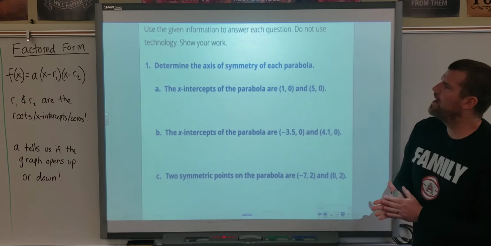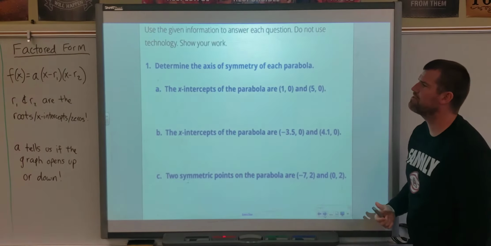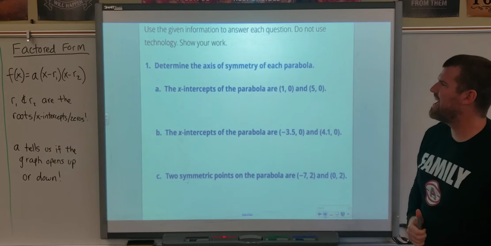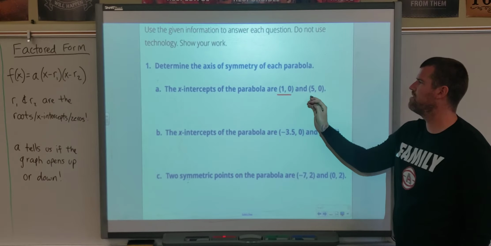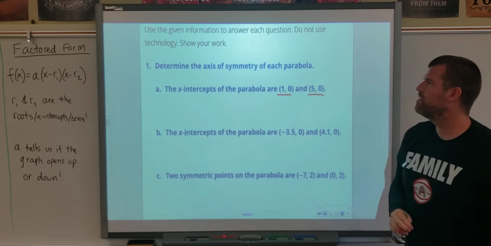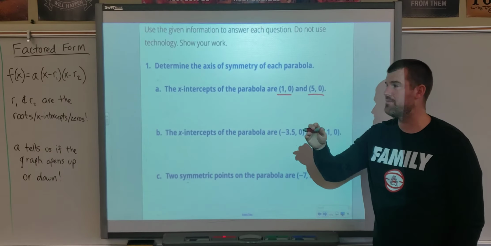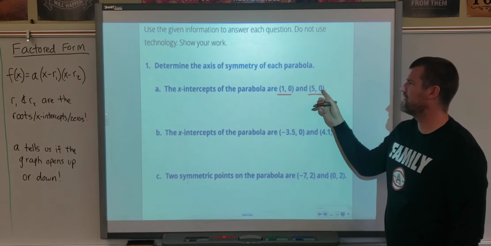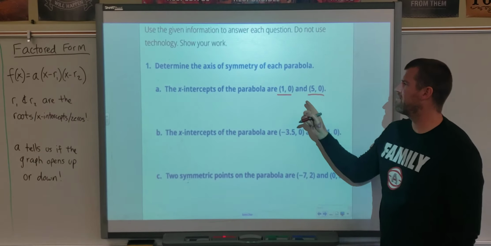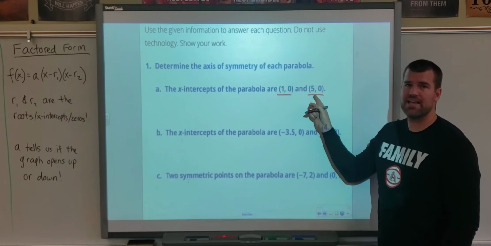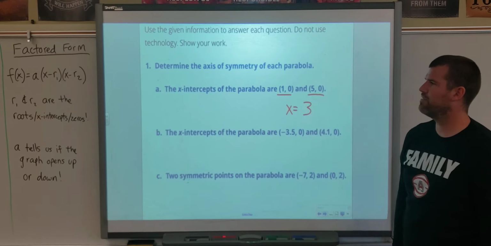All right. Now we're going to do these questions without a graph. All right, so let's see if we can do it. Determine the axis of symmetry, given that the x-intercepts are (1, 0) and (5, 0). Well, we know that these points are symmetric, right, because x-intercepts are on the same line. Or we could just look at the fact that their y values are the same. So we know the axis of symmetry has to be halfway between 1 and 5. So our axis of symmetry is 3.